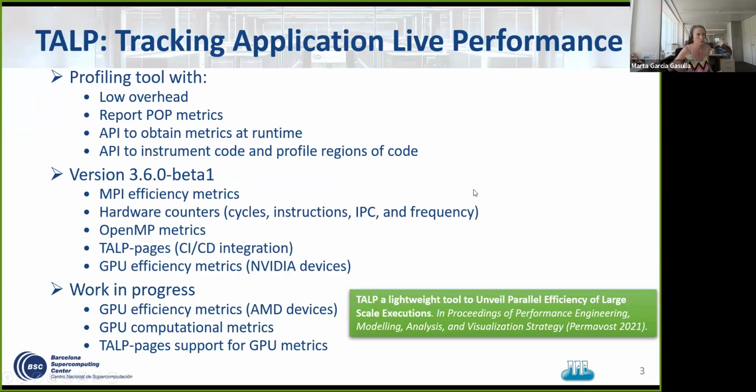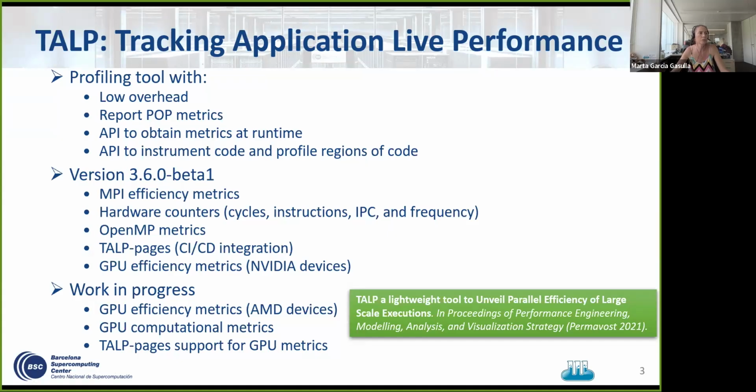As I said, we are focusing on the TALP module. The TALP module is a profiling tool that provides low overhead. This means that we can use it for production runs, so you can use it on your big execution and it won't add any overhead. It reports POP metrics, and it can be used transparently to the application so that we can run it without problems with anything. But it also provides an API to obtain metrics at runtime or to annotate the code in case you want to get metrics for specific regions of the code.